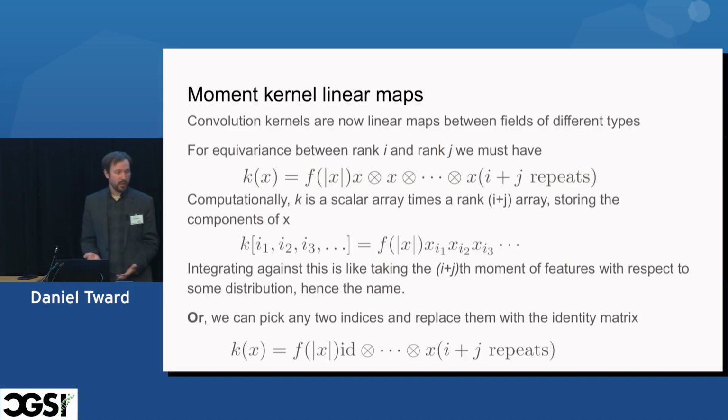There's another thing we can do to generate new moment kernels, which is take any pair of those x's and replace them with the identity matrix. So the bottom row is an example of another moment kernel, where we have taken those first two copies of x and replaced them with the identity matrix.